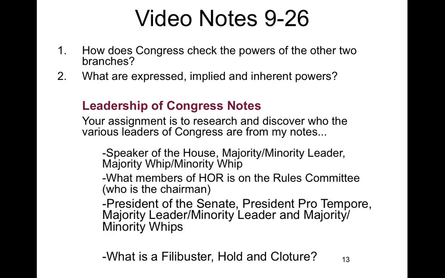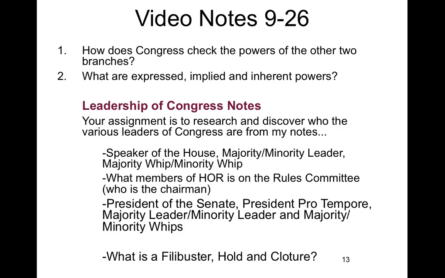I'm going to give you the leadership, what they do. You need to find out who they are. So your assignment is to research and discover who the various leaders of Congress are from my notes. So who's the Speaker of the House, the Majority and Minority Leader, and then the Majority Whip and Minority Whip, all in the House of Representatives. Then, in the House of Representatives, which members are on the Rules Committee? Who is the chairman?